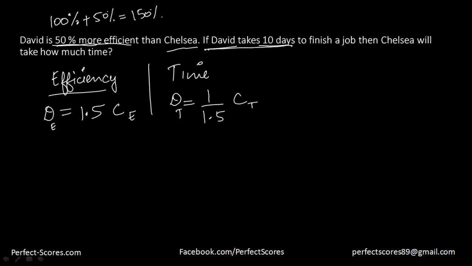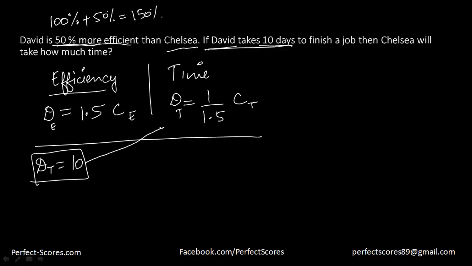Now the question says David takes 10 days to finish a job. That means the value of time taken by David is equal to 10. Now if I insert this into this equation over here, I will get 10 to be equal to 1 by 1.5 CT, and I will get the time taken by Chelsea to be equal to 15 days. I'm going to repeat the question once again.